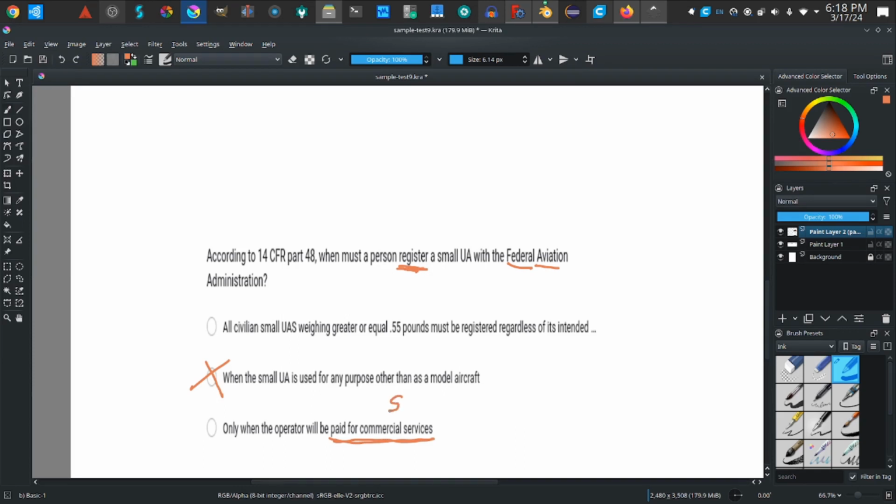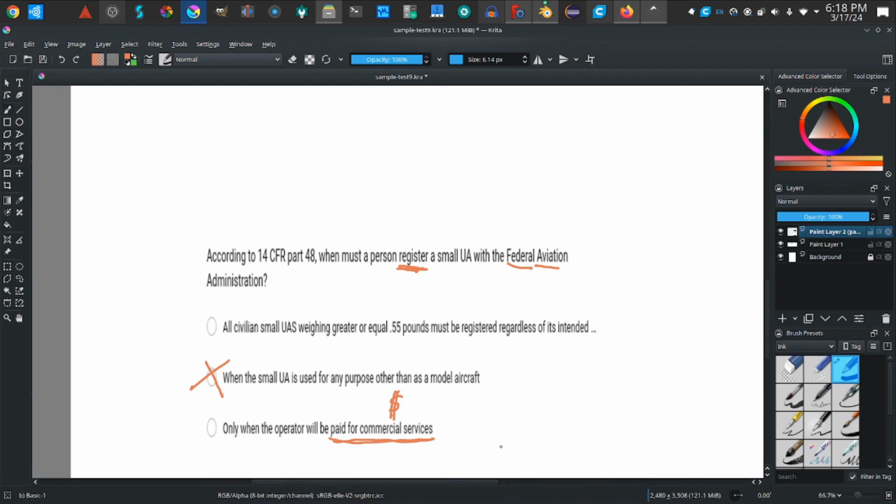Okay, that's a tricky one right there. Paid means you're getting money. So you've got two choices now. But let's say only when the operator will be paid for commercial service. We have recreational flyers and we have commercial flyers. Recreational flyers fly for fun. So according to this, you would have to register for commercial use. That's a tricky one right there.